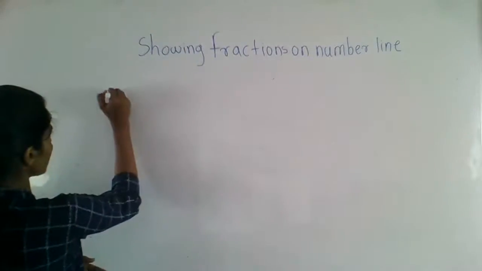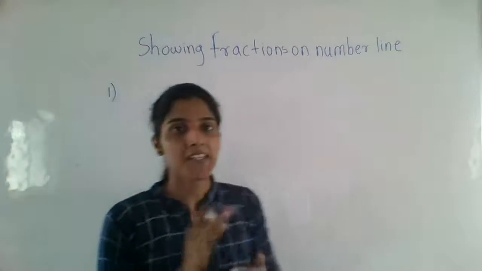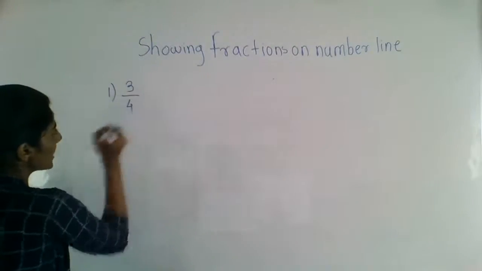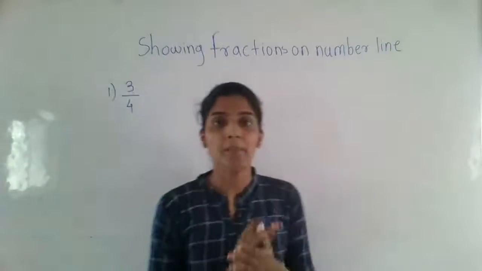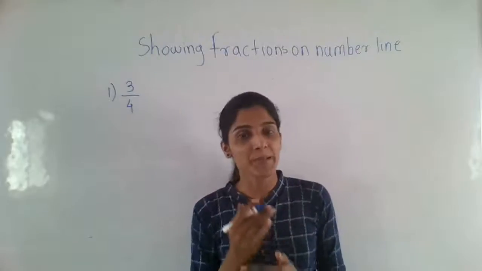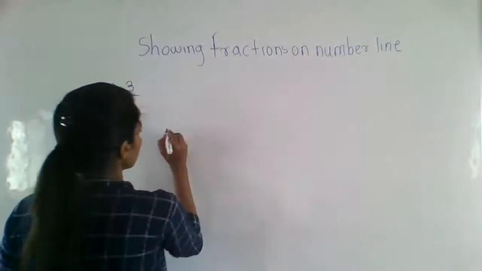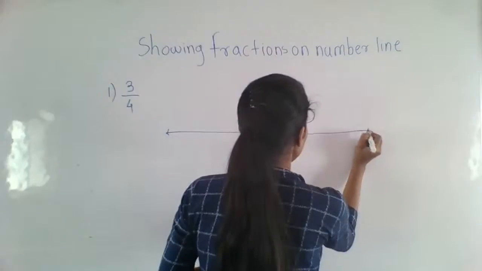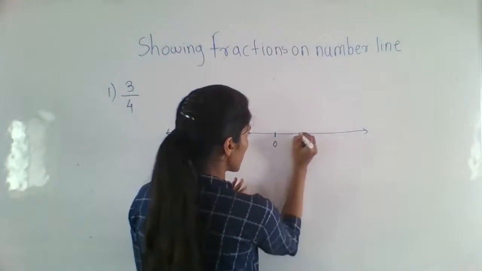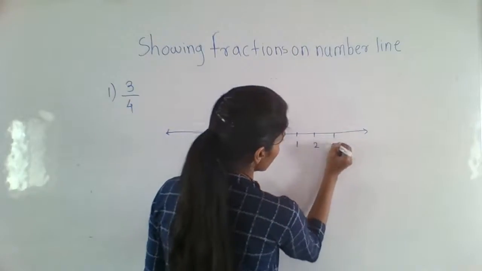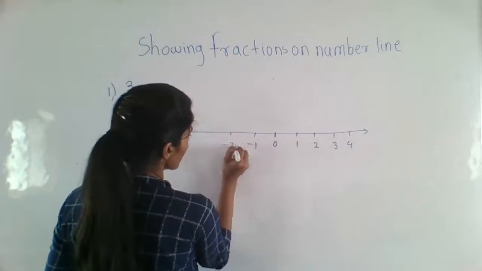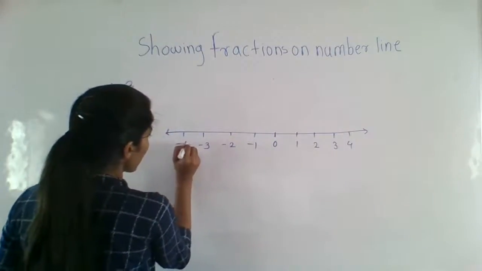We will understand this concept by using examples. Suppose we take the number 3 by 4. Here we have to represent this fraction by using the number line. Now simply consider the number line. Suppose that is our number line, with 0, 1, 2, 3, 4 and on the other side -1, -2, -3, -4.